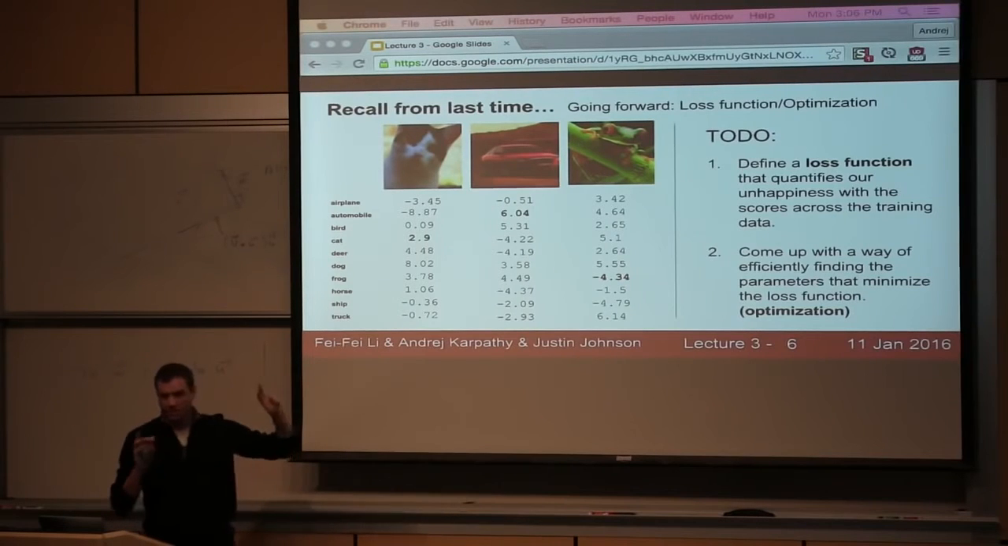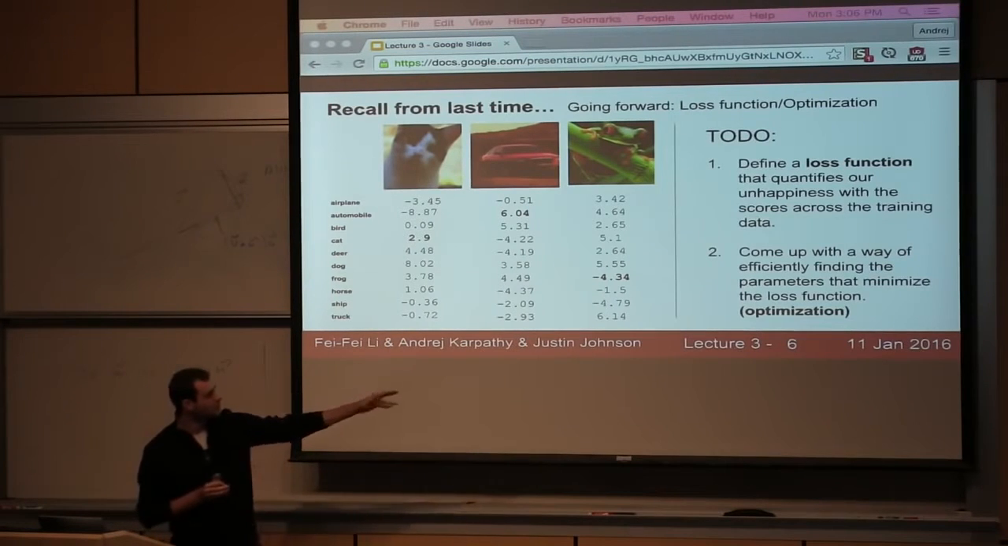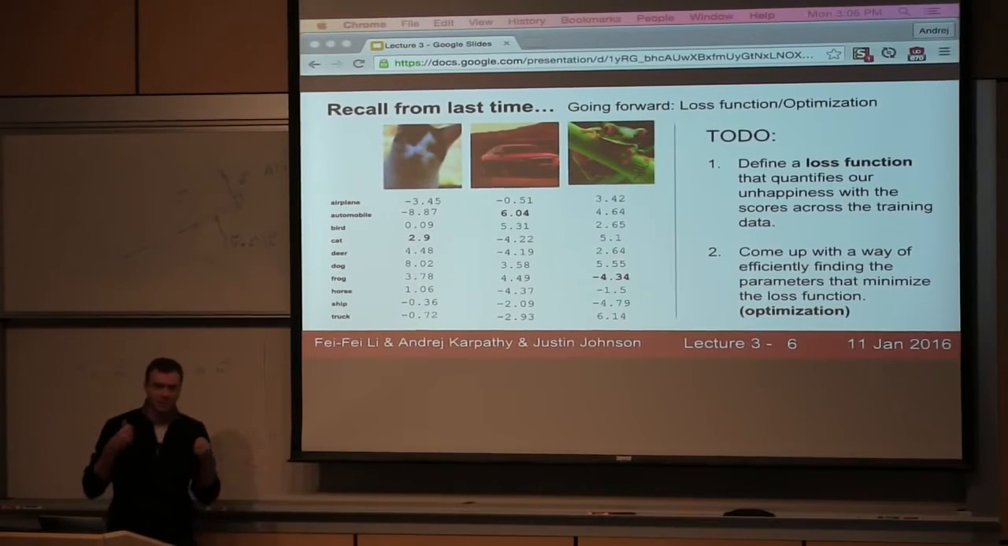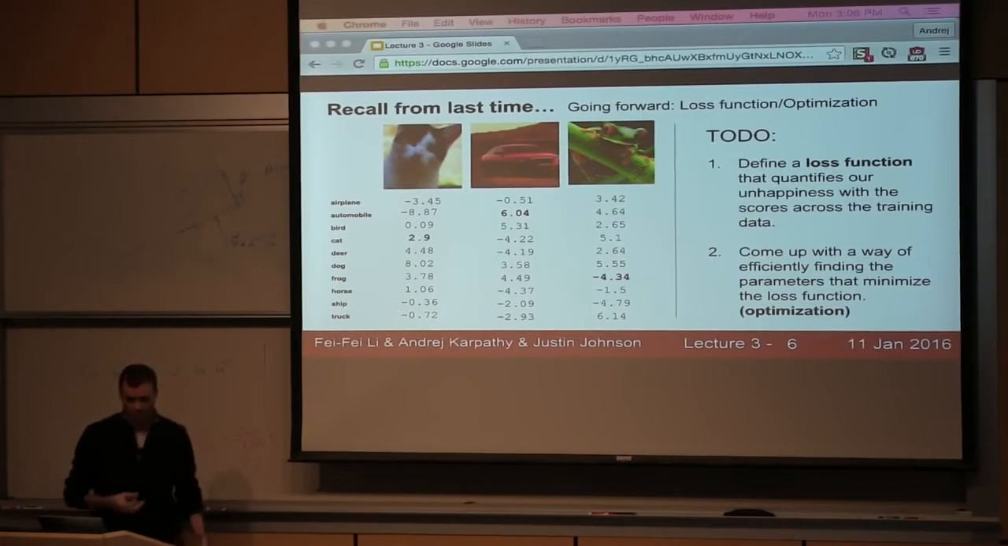And then we're actually going to look at 2 different cases, an SVM cost and a softmax cost, or a cross-entropy cost. And then we're going to look into the process of optimization, which is how do you start off with these random weights, and how do you actually find a very, very good setting of weights efficiently.